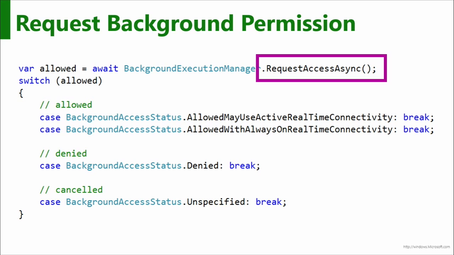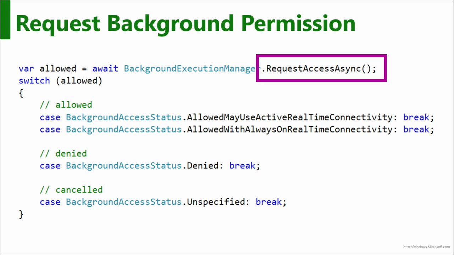The user doesn't get a UI. This is really requesting the operating system to register it. And I get back an allowed, but I could also get back a denied, right? And so there's two types of allowed. Allowed may use real-time activity, or allowed with always-on real-time activity. That has to do with the connected standby state. But both of those together really wrap up that your background task is allowed to be registered in the operating system. There is a denied.